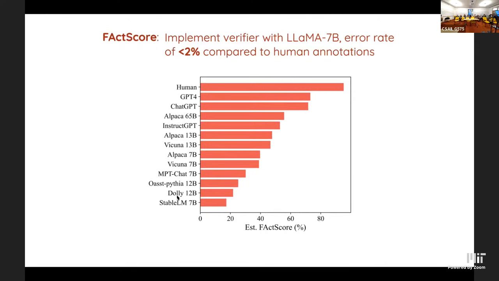Also somewhat interesting, this Dolly 12B model is from, I think, Databricks. We found that even when we prompt this model to generate biographies of a specific person, it has this tendency to start generating text about the founder of Databricks. So, you know, maybe that's a way to inspect their pre-training data.